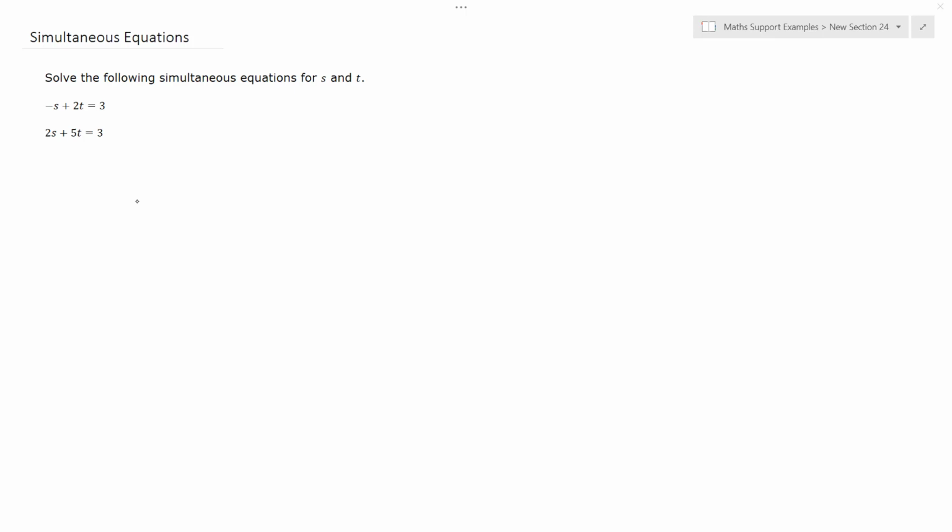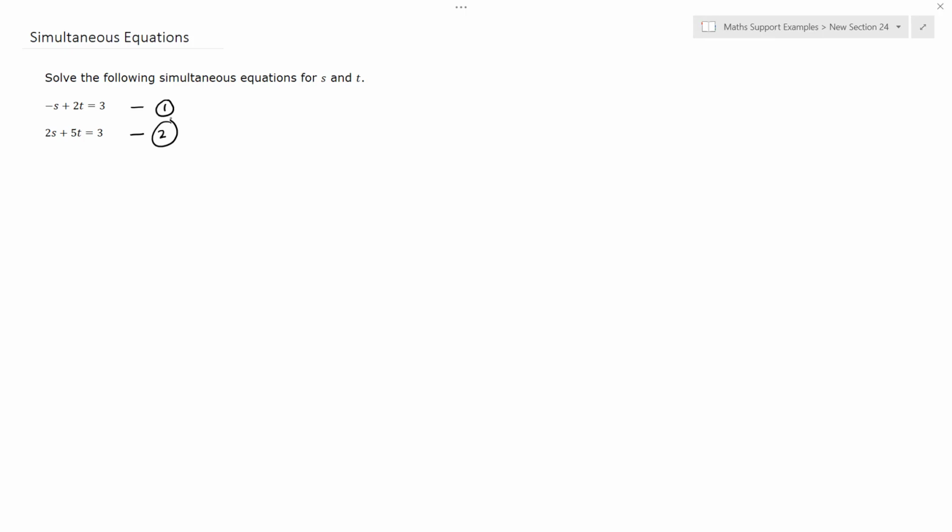In this example, we've been asked to solve the following simultaneous equations for s and t. Now we have minus s plus 2t is equal to 3, which we'll call equation number 1. And we have 2s plus 5t is equal to 3, and we'll call that equation number 2.